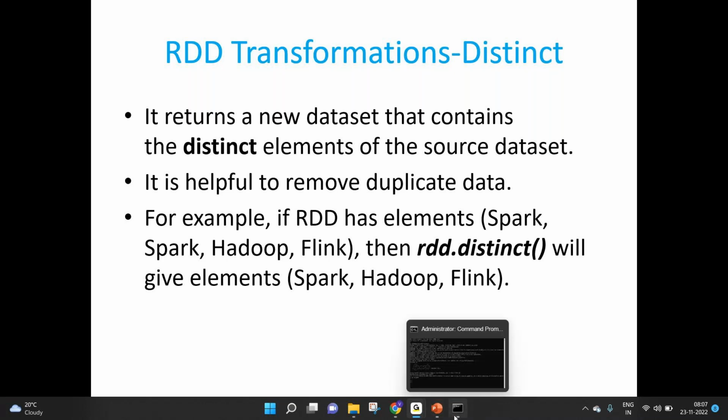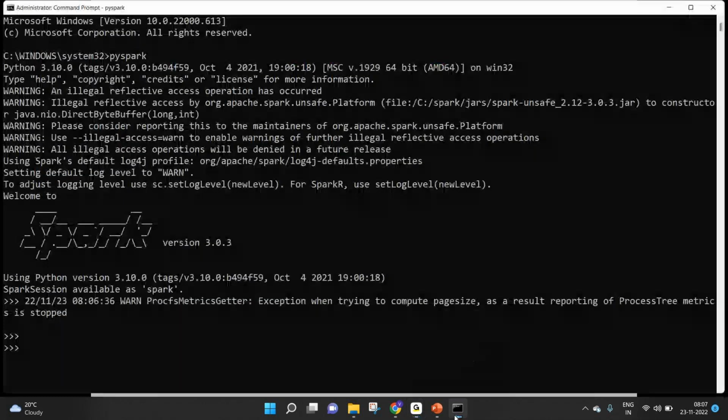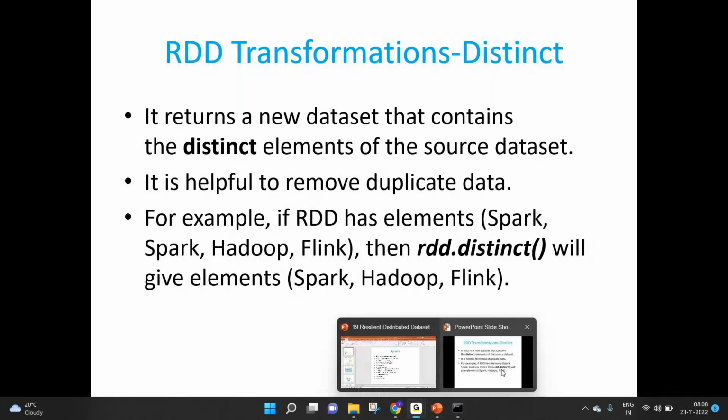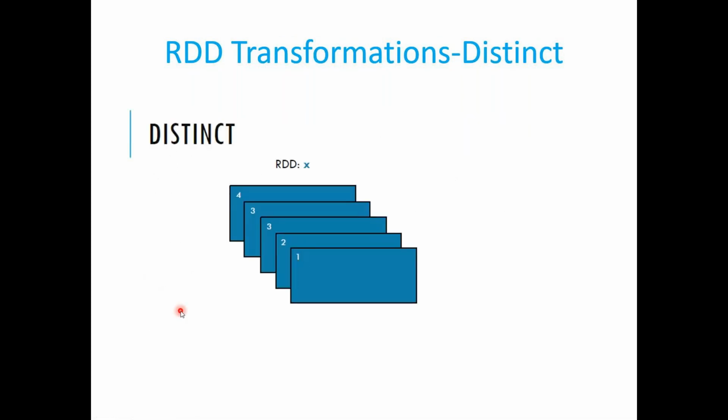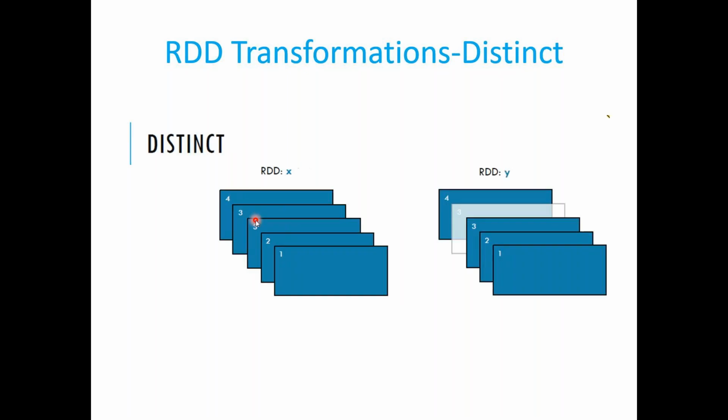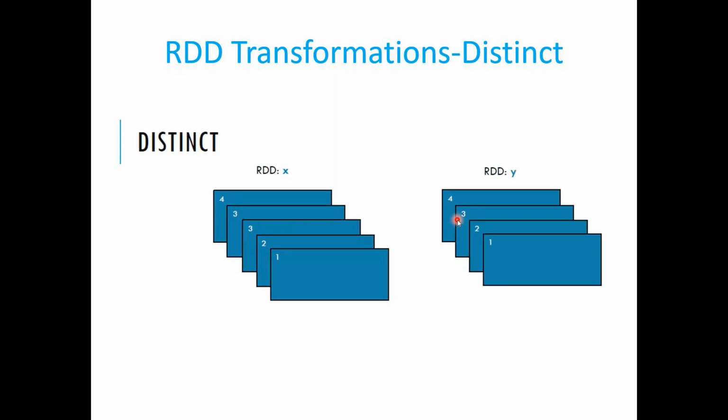So I have already launched my PySpark shell. Now I'm going to start with distinct. Distinct is generally used if you want to avoid any duplicates. Suppose we take this RDD and we have these elements, you can see that element 3 is repeating 2 times. So we can eliminate these duplicates by using distinct. After using distinct, it will drop the duplicate elements. You will be left with only the unique elements.